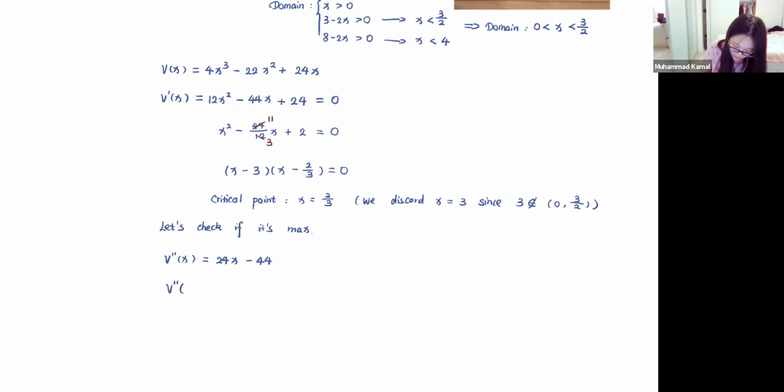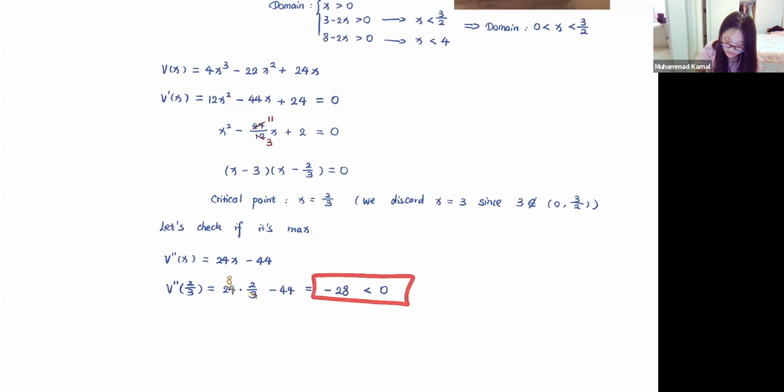Okay, so the second derivative at this critical point, we can put it in. So v prime prime of 2 over 3 equals 24 times 2 over 3 minus 44. And this will give you 16 minus 44, which is negative 28. This is less than 0. So since this is less than 0, what does this tell us about the function? Is it concave up or down? Concave down. Okay, so the function is concave down.